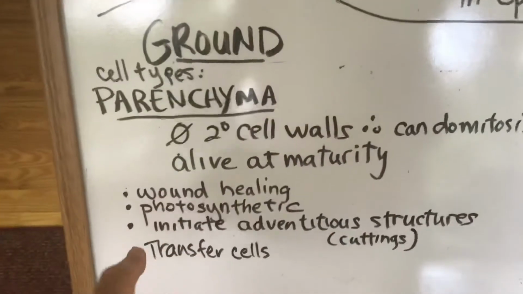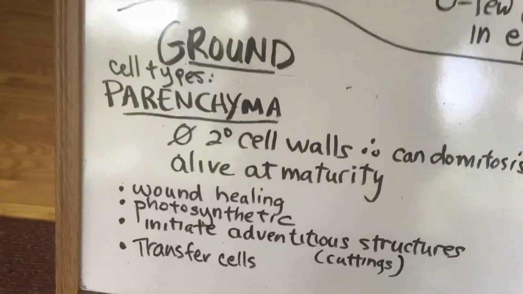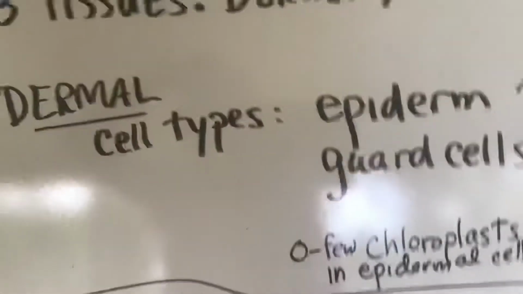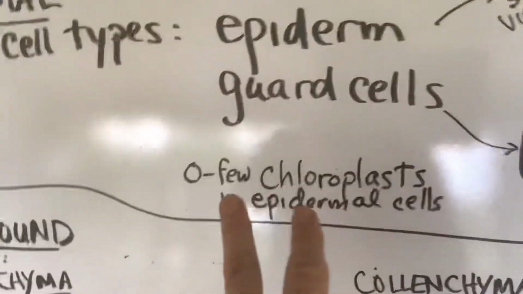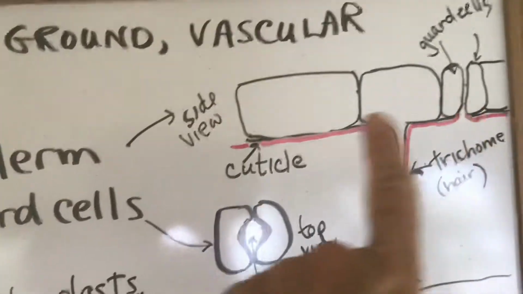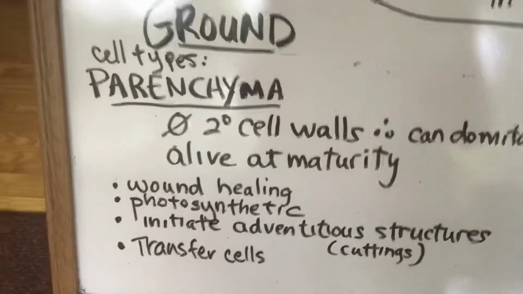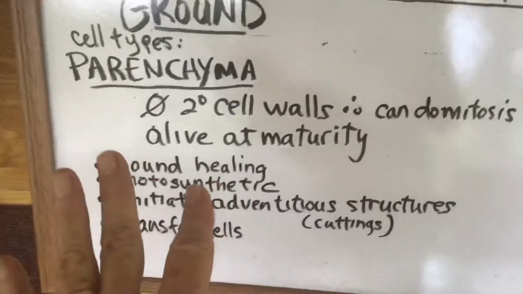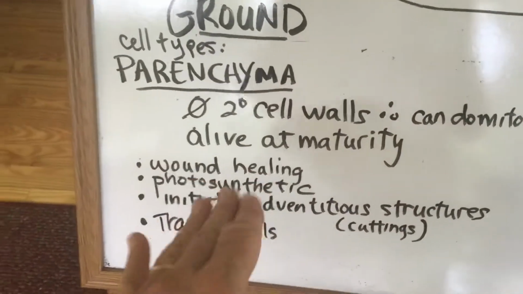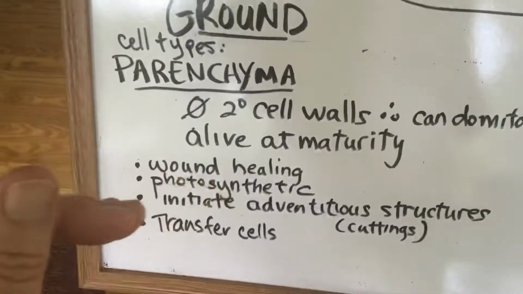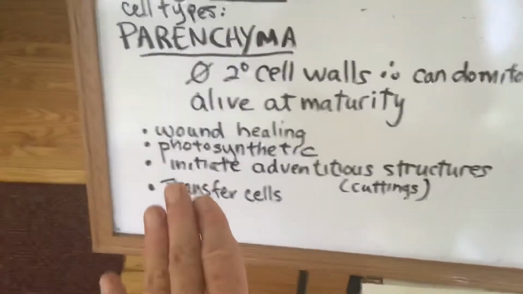They are alive at maturity. They are photosynthetic. So in a stem, remember that the epidermal cells don't really have very many chloroplasts. The guard cells do, but the actual epidermal cells don't really have that many chloroplasts. In the case of the parenchyma cells, which would be just inside of that, they do have chloroplasts, and they are therefore photosynthetic. So if you see a stem and it's green, or a leaf and it's green, what's green about it is the parenchyma cells that are doing photosynthesis. And we'll talk more about that later, where the green comes from.